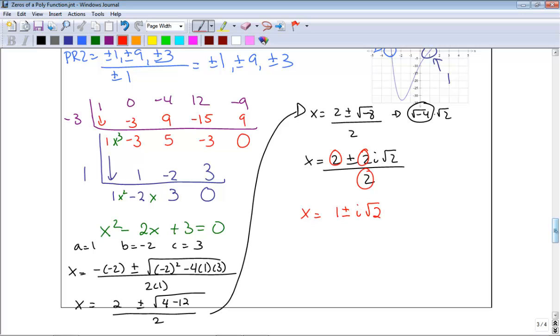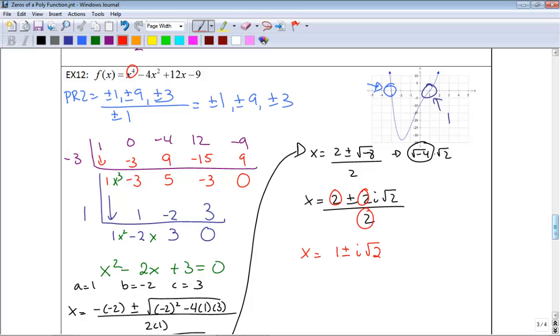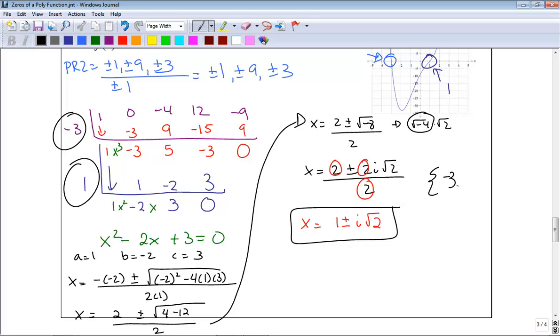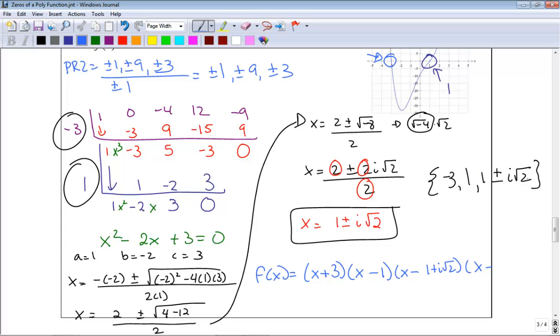How many answers did I have? Well, it's a fourth power, so I should have 4 answers. I've got negative 3, 1, and then 1 plus or minus i root 2. So that's 4 answers. I also have to express this as linear factors. So f of x is going to equal x minus a negative 3, which is x plus 3, times x minus 1, then x minus the quantity 1 plus i root 2, and x minus the quantity 1 minus i root 2. That's the function expressed as linear factors.